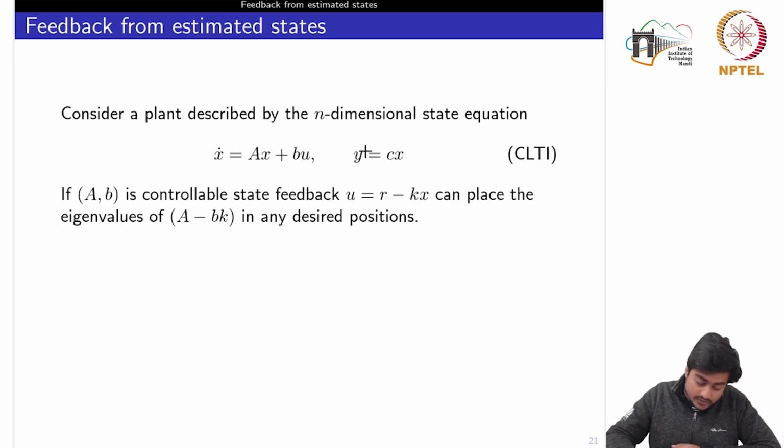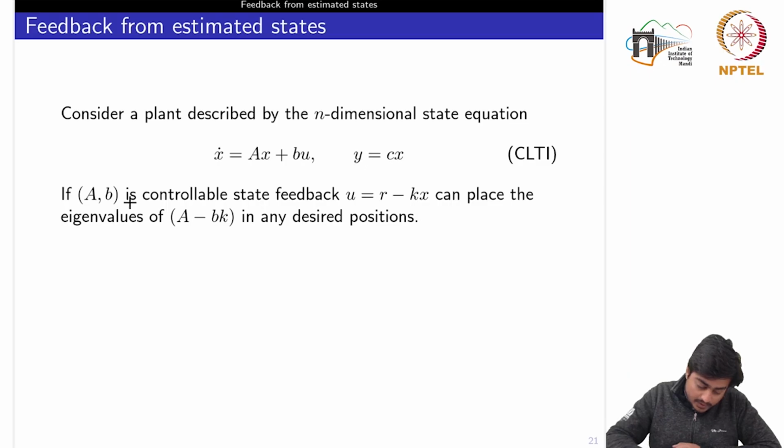So we have designed this observer. Let's see, if we combine both the observer and the controller, how the dynamics of the overall closed loop system would behave. So let's analyze this first.